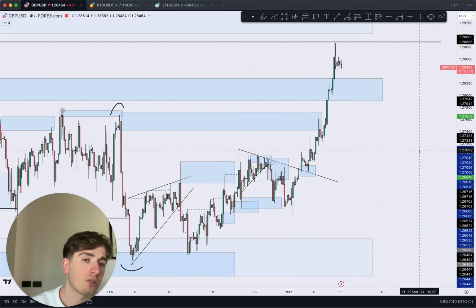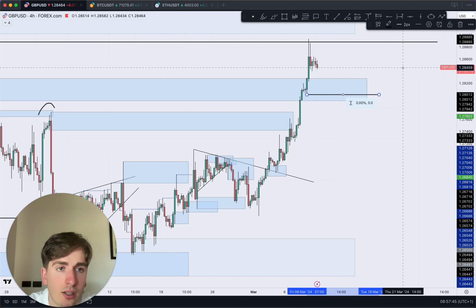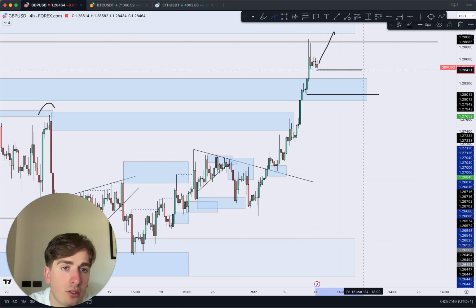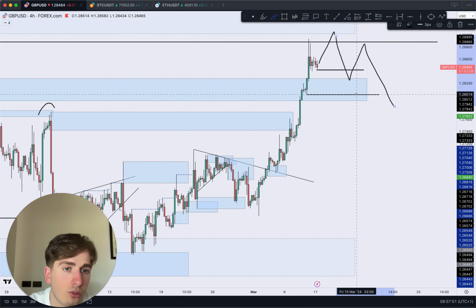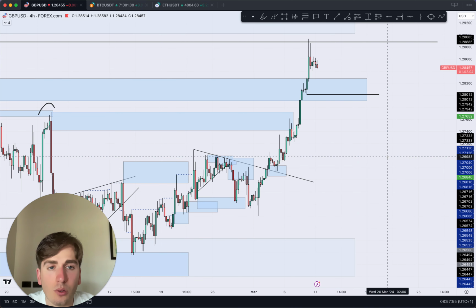So then go in towards the 4-hour time frame and wait for this overall change of character low to get taken, or for one more push in towards the highs over here, then for this low to get taken, and then look for those shorts. So this is what I'm looking for pound dollar for the rest of this week.